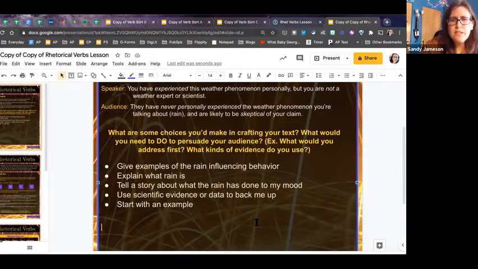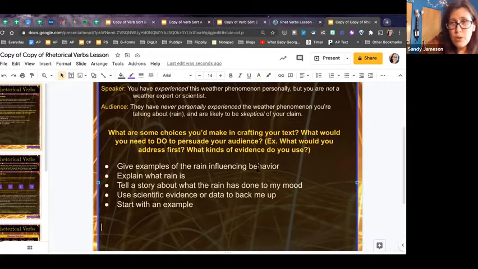Okay, so I've just taken some time to include some ideas that classmates typically share out for this activity. People might say, we have to give examples of the rain influencing behavior. That's a good idea. We might have to explain what rain is, since they've never experienced it. They need that foundation. I might tell a story about what the rain has done to my mood. I might use scientific evidence or data to back me up. I might start with an example to get their attention.